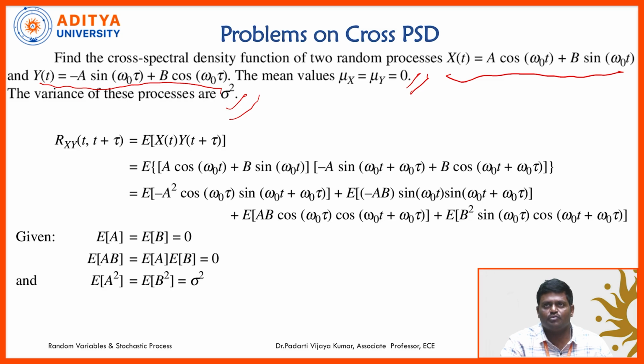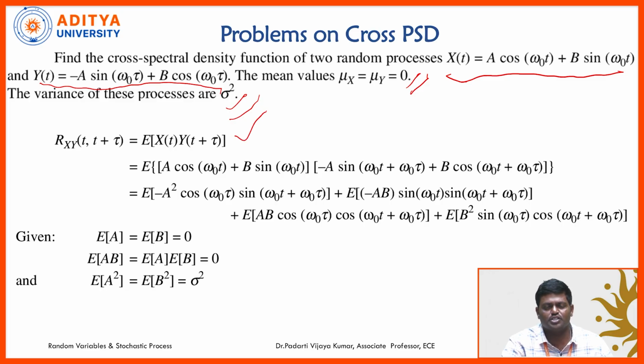So now, first we will compute the correlation function, and later on we will compute the power spectral density. It will be very easy because we will use the Fourier transform pairs in computing the cross power spectral density, which will be helpful in writing the final answer. So first we will compute the cross correlation function.